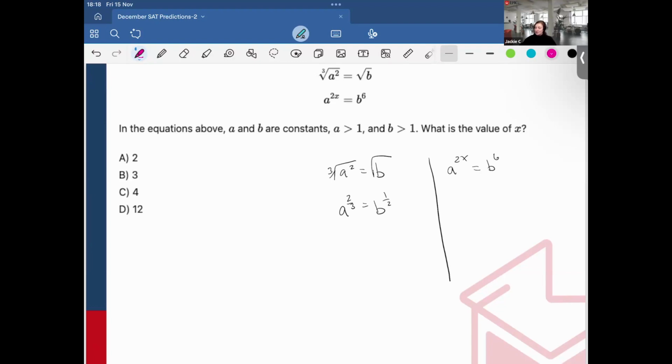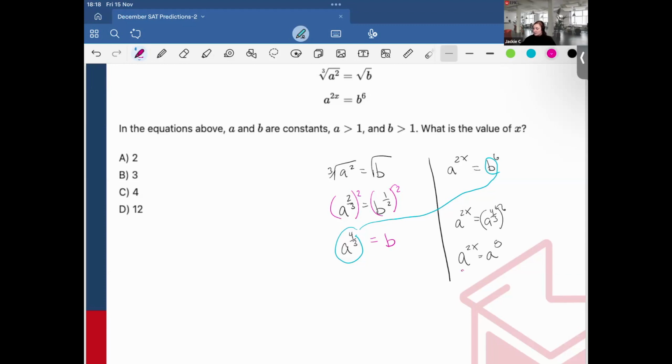But what I can do is make b stand alone. So I'll multiply each side by 2. In doing so, this just becomes b, and here it would be a to the 4/3. Now I know what b is equal to, so I simply need to substitute that in for b. So a to the 2x is equal to a to the 4/3 multiplied by 6, and that would be 24 divided by 3, which is 8.